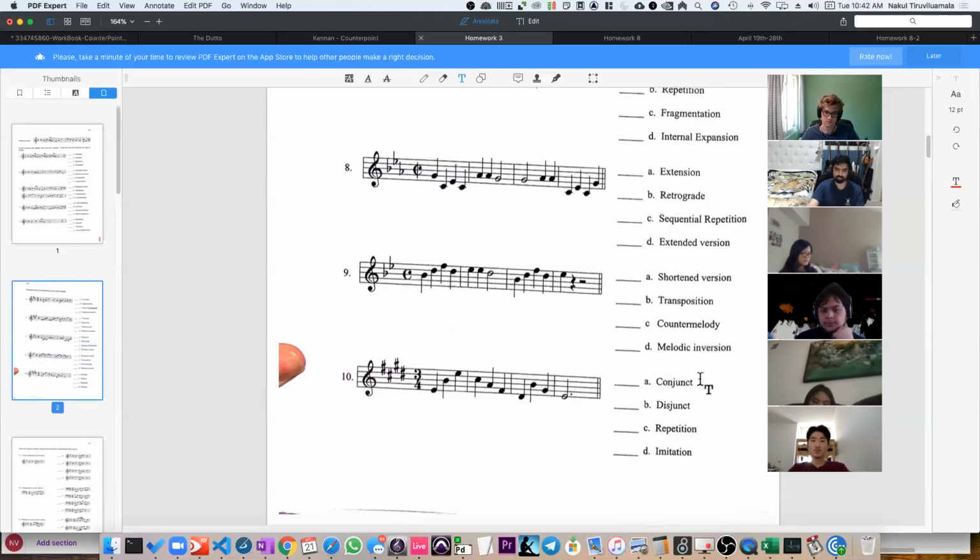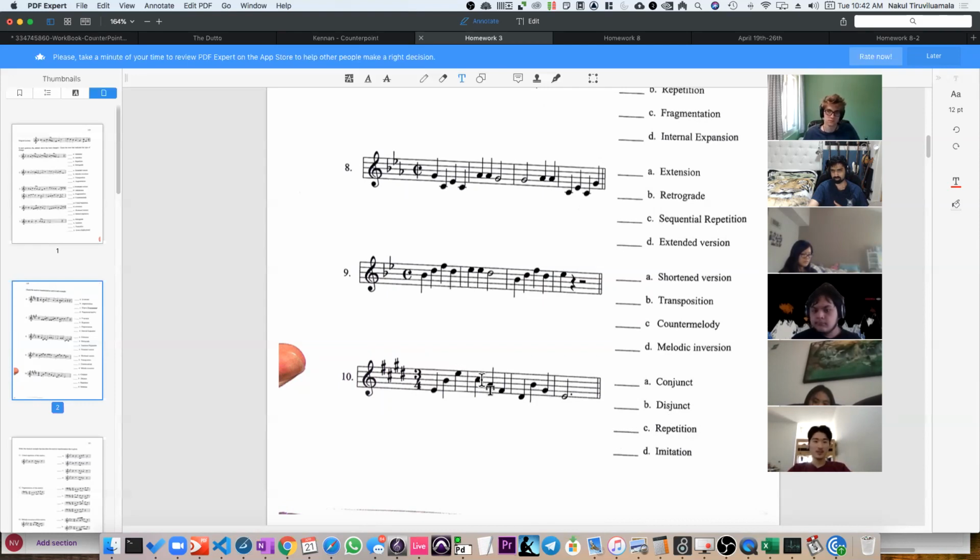Well, is conjunct an answer? It can't be, right? Is there any interval here that's stepwise? Not at all, right? Is there anything here that's repeated? No. Is there anything here that's imitated? Well, I guess you'd need a separate voice in some regard for pure imitation, right? You'd need a separate staff where this idea was repeated in like the oboe part or something. That's not happening here.